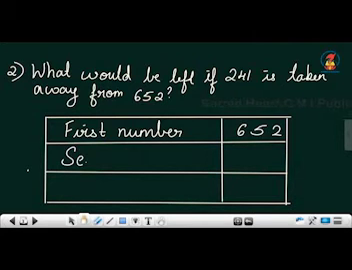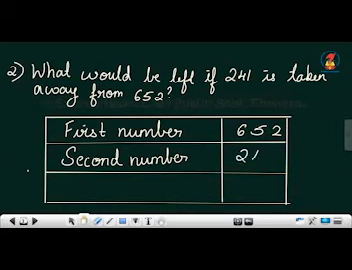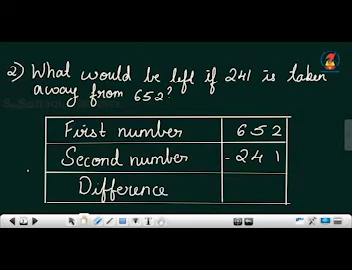Okay. Second number. What's the second number? Taken away. The number which is taken away, that is 241. You minus. So, what is left away means it is the difference, the answer that you want. So, you can write as difference over here.